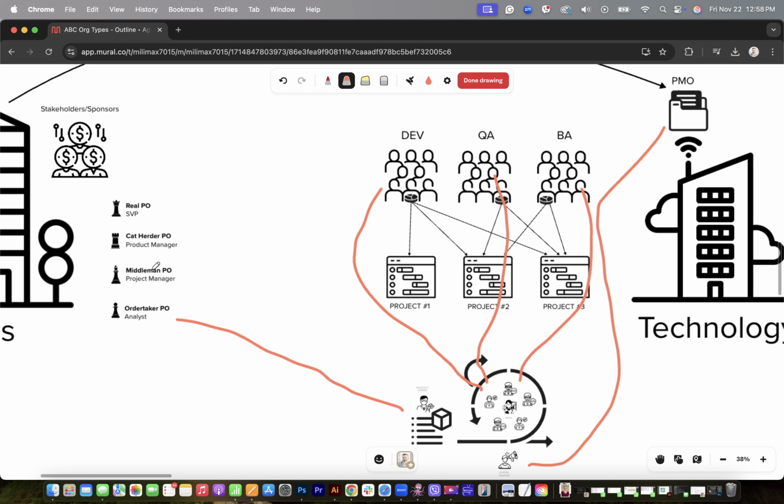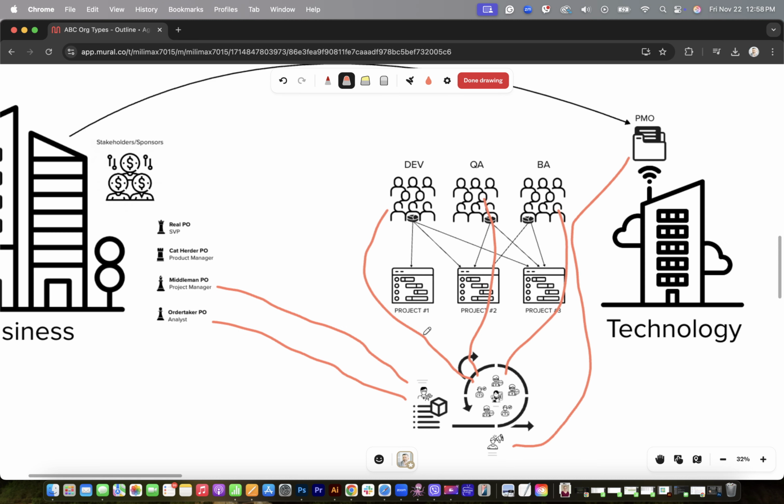Another thing that I've seen is what I call the middleman product owner. In this example, it might be somebody equivalent to a project manager. If they're product owner, they have a little bit more authority than an analyst, but not that much. This is the one where people are usually confused, because we have product manager as well as product owner. It's very rare to see a product manager act as a product owner in this type of structure.